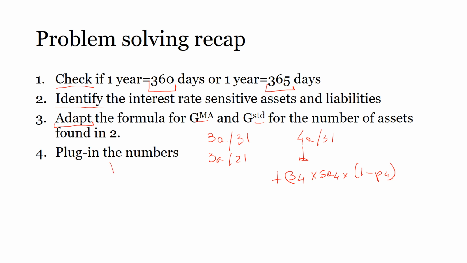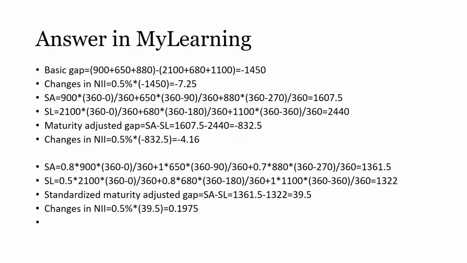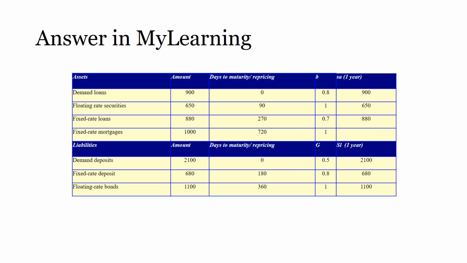And the last step, which is the simplest, is to plug in the numbers. So 1 to 3 is really important, and spend a lot of time on it, because once you've got that right, 4 comes very easily. This is the answer you were given in My Learning. Make sure that these numbers match what you have seen in the videos, and this is the table. The difference between the table in the question and in the answer is this column here.